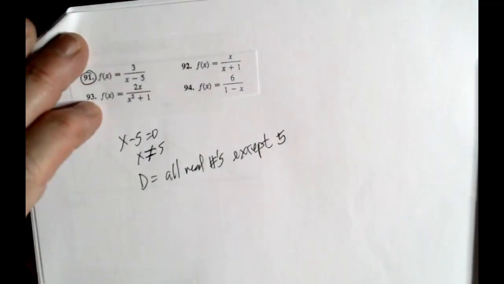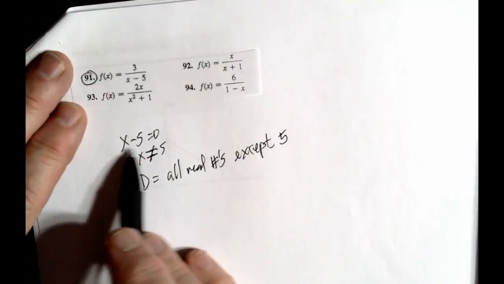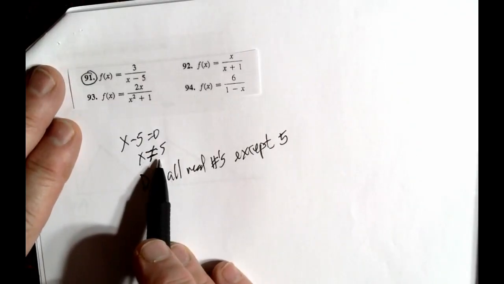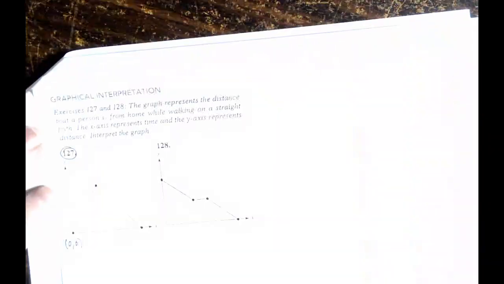Then 91, they want you to find the domain. Well, you're worrying about dividing by 0 here. Now you're worrying about dividing by 0, so you set x minus 5 equal to 0, and x cannot equal 5. So the domain is all real numbers except 5. Now 113, they ask you to find the domain of the function. Well, it's not a function. It fails the vertical line test, so you don't need to find the domain.